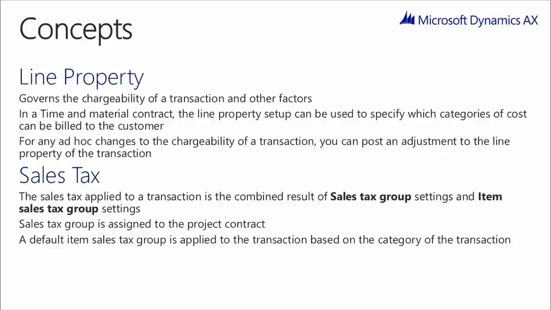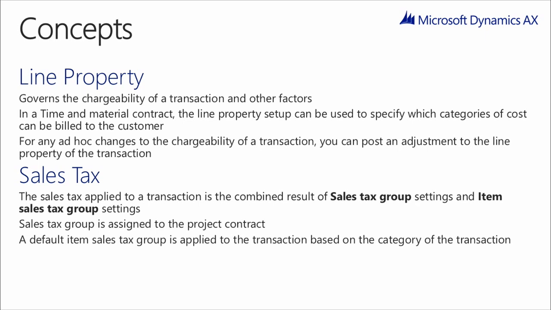Let's review some of the concepts we have seen in this section. Line property governs the chargeability of a transaction, and in a time and material contract, line property setup can be used to specify which categories actually end up on the customer-sent invoice and which do not. In the case of any ad hoc changes to the chargeability of a transaction, you will be able to post an adjustment to change the line property so that the transaction can show up on the invoice.